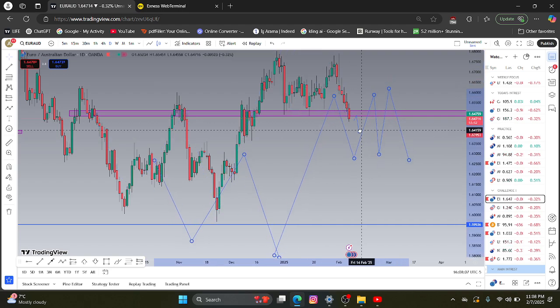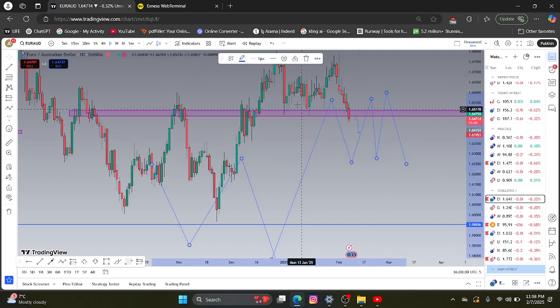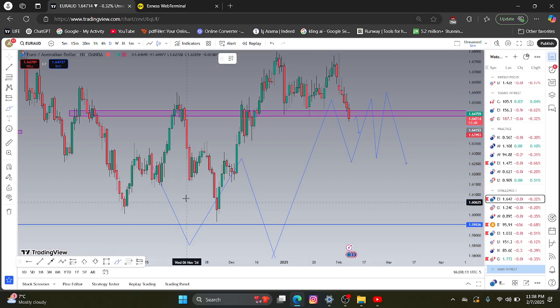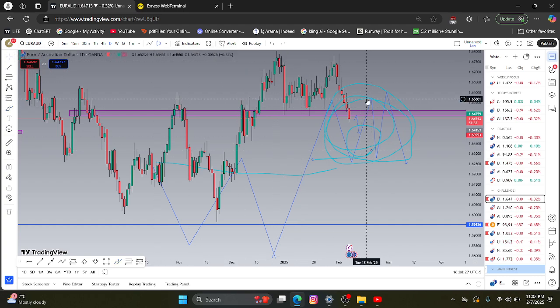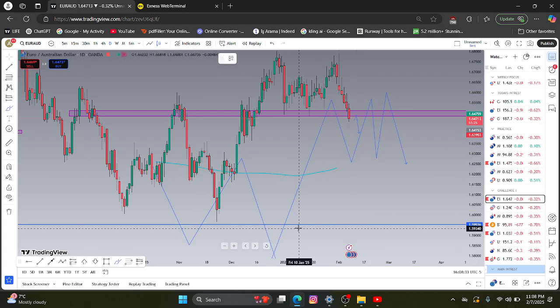We can clearly see there is an M pattern here, W pattern, but at the previous price action we can see a head and shoulder being formed here. We can see the head and shoulder being formed right here. So the market is currently at this level.